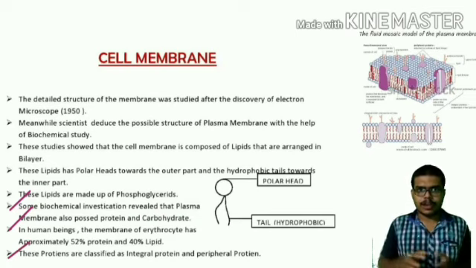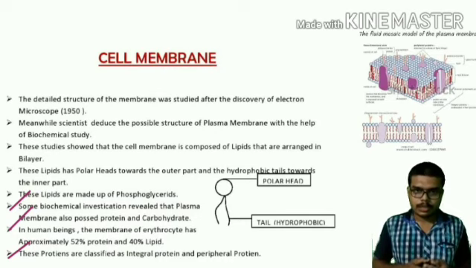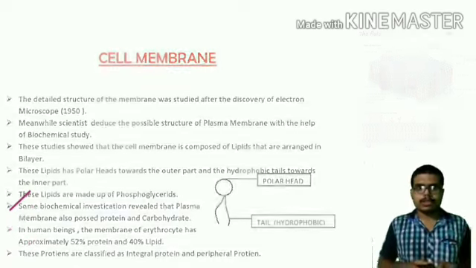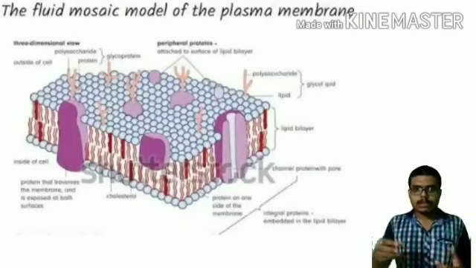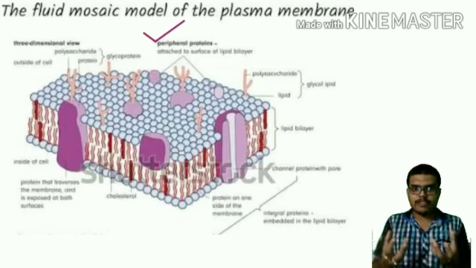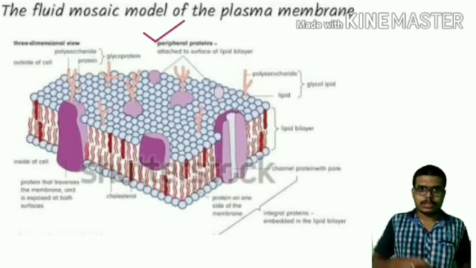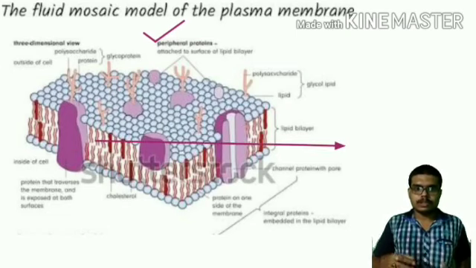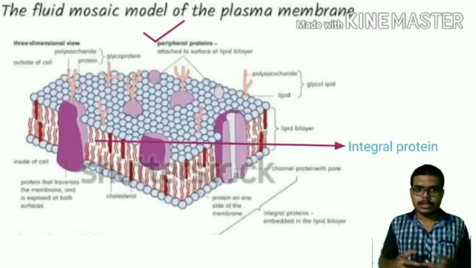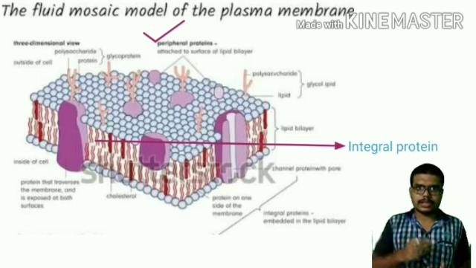And the proteins are classified in two basic classes. One is integral protein, another one is peripheral protein. If you look at this diagram, some proteins are at the peripheral region. These are the peripheral proteins, and some proteins pass through the plasma membrane, these are known as integral proteins. These integral proteins help the cell to transport the minerals and nutrients inside the cell.